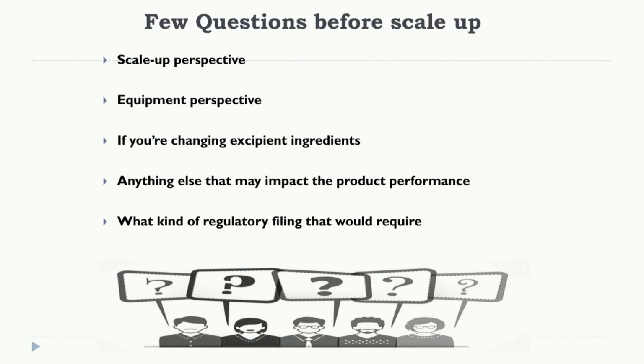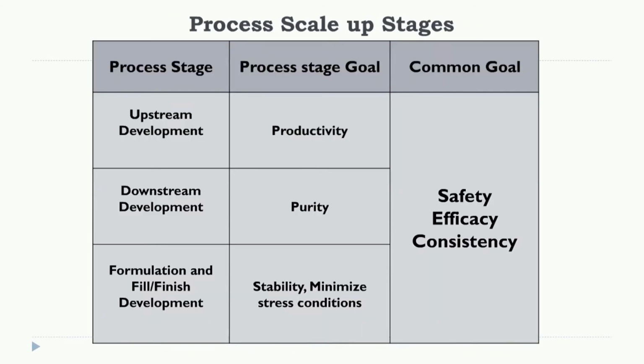A few questions before we plan our scale up. Every manufacturer thinks about these things: what should be our scale up perspective, why we are doing this scale up, what should be the equipment perspective, what kind of equipment we shall utilize in the scale up process. If you are changing excipient ingredients, anything else that may impact the product performance. What kind of regulatory filing would be required?